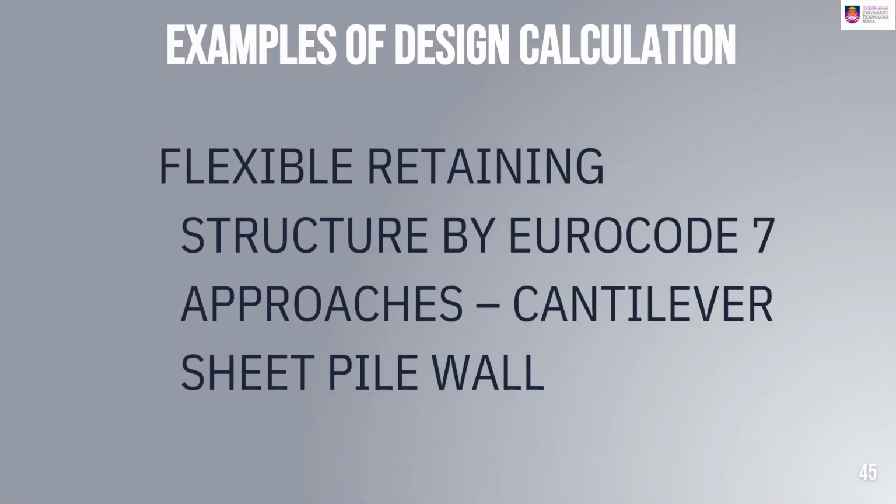The next one is examples of design calculation for a flexible retaining structure, a cantilever sheet pile wall. Sheet pile walls are flexible and sufficient yield will occur in a cantilever wall to give totally active earth pressure conditions. Let the height of the wall be h, and suppose it is required to find the depth of embedment d that will make the wall stable.